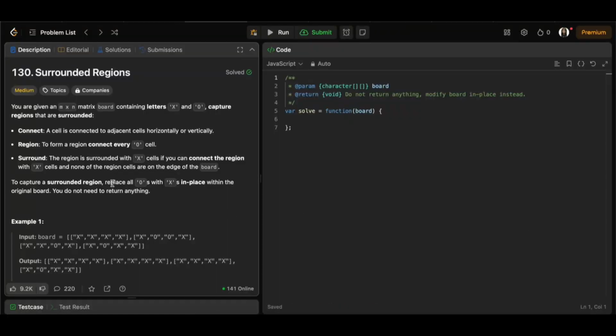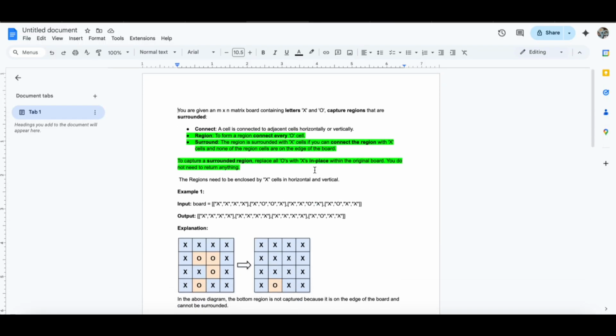Hey guys, today let's solve the surrounded regions problem. So this is the given problem, right? Regions here are represented by O, and a surrounded region means the O regions need to be enclosed by the edge vertically and horizontally, like these three, right? Then what we need to do is to capture the regions on the given board by flipping them into X. However, the border regions don't need to be flipped or captured. So how can we solve it?